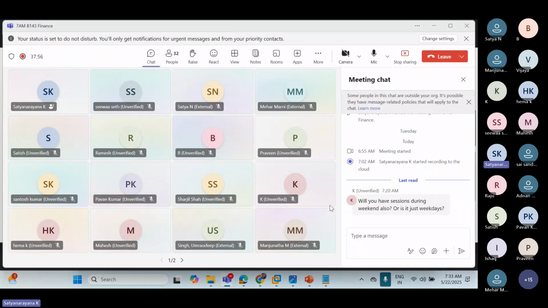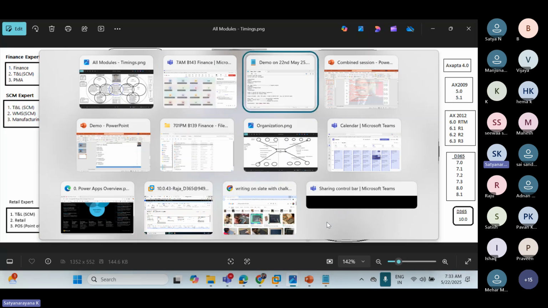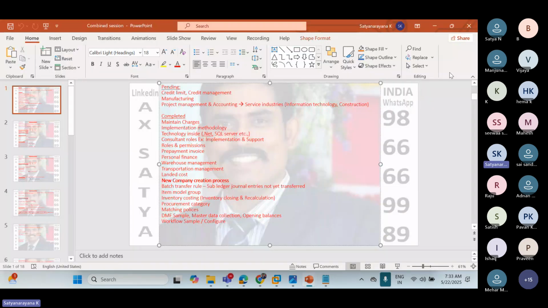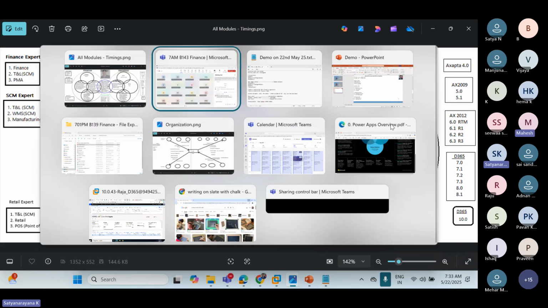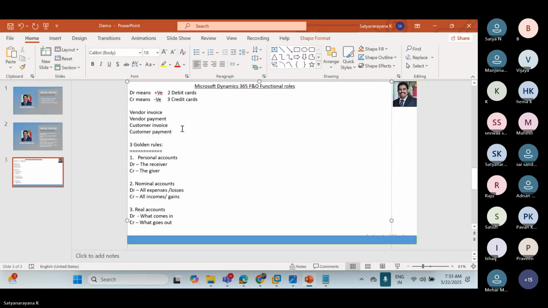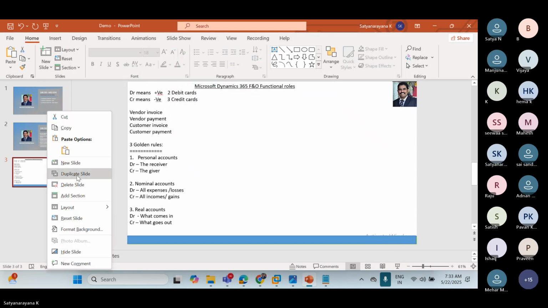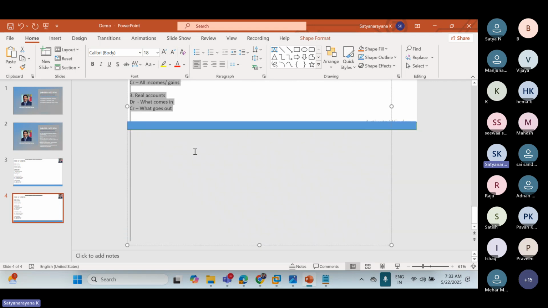Any more questions? Okay, if no more questions, let us focus on the subject. I'm closing this one. So here, if you want to learn finance, there are 4 transactions: vendor invoice, vendor payment, customer invoice, customer payment. Let us focus first on vendor invoice and customer invoice.